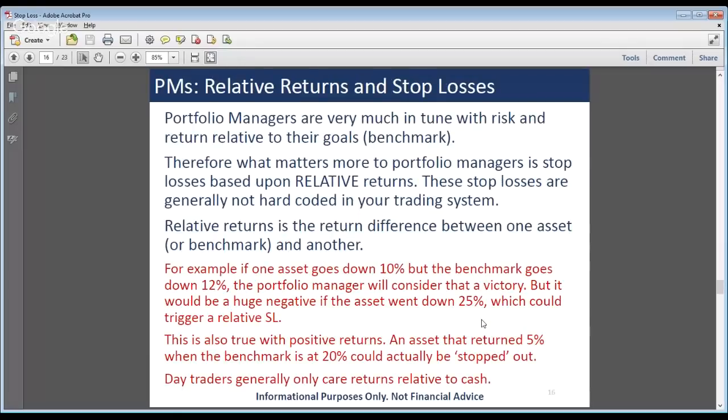Also, I mentioned this before, but relative stop losses. PMs are much more concerned about relative stop losses than day traders. Remember, day traders typically are just trying to make an absolute return, a positive return. Their benchmark is cash. So they might not care if Walmart is up 10 but Target's up 25. If they own Walmart, they just see, oh, we're up 10. Great job, high five. But a portfolio manager thinks about it a bit differently. They might think, wow, Walmart's up 10, Target's up 25, what's going on? And they might actually have hard-coded stop losses to take that into account.